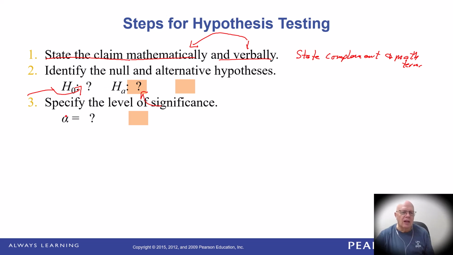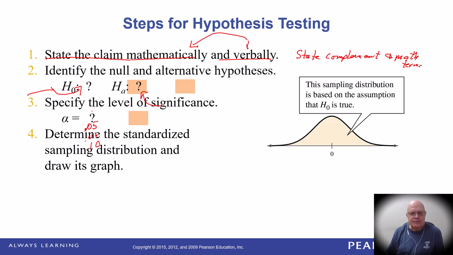Next, specify what level of significance. How important is that type 1 error to avoid? Usually, you'll see 0.05, but you might see 0.01 if it's critical, or 0.10 if it's not quite as important.